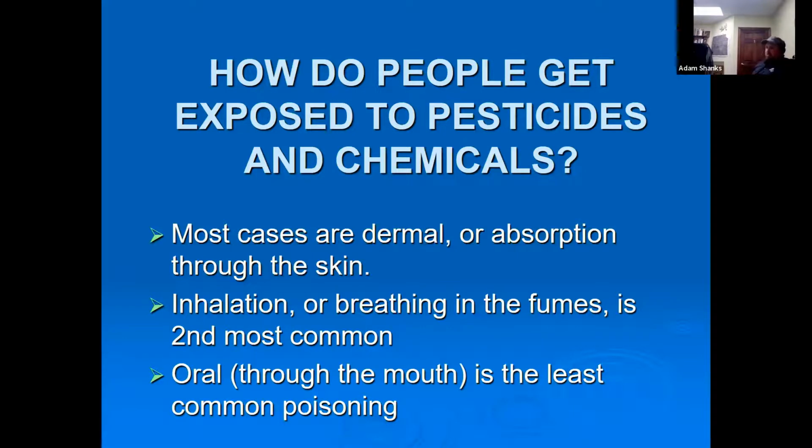Then inhalation, or breathing in those fumes, is the second most common. And oral is the least. I mean, short of drinking the stuff, nobody plans on doing that. So that's the least common.